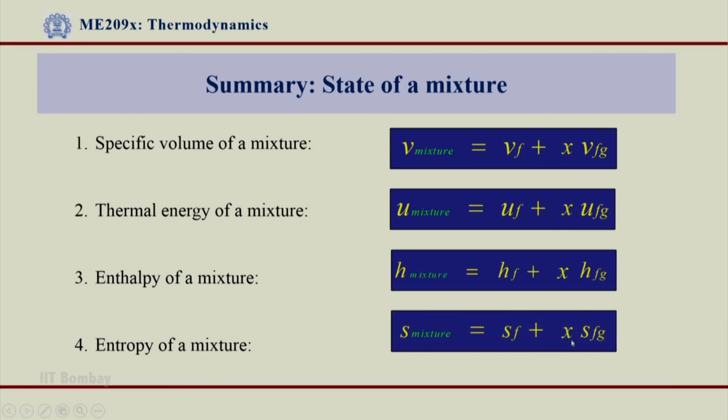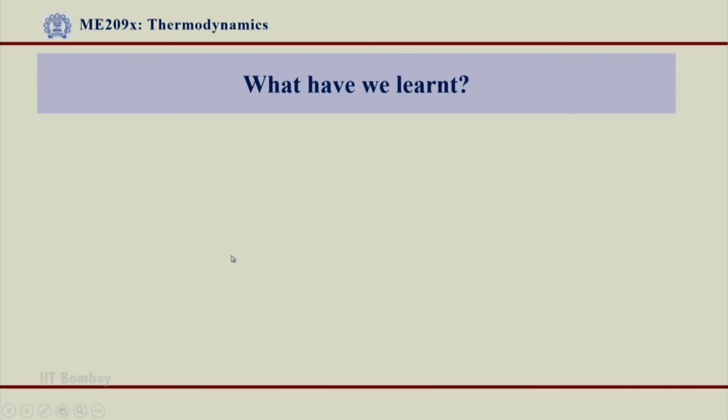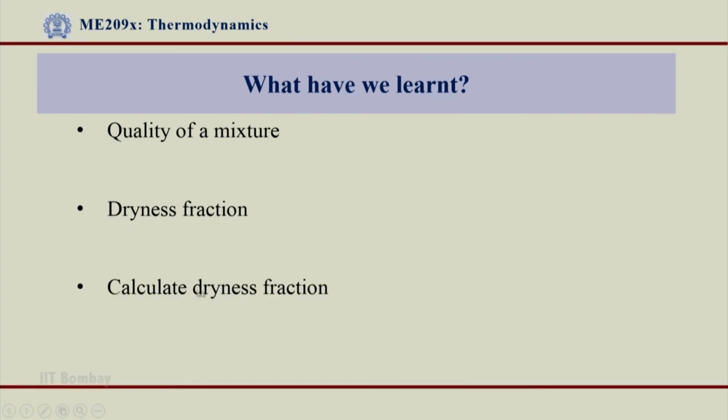Alright. So, what is important to know is the value of x; everything else can be obtained from the steam tables if I know the pressure and temperature for a given two phase mixture. So, what we have learned till now is the concept of quality of a mixture, that is the dryness fraction, the value of x. We have developed an expression for it, so we can calculate the dryness fraction, and based on that I can calculate all the properties of a given mixture. The enthalpy, entropy, thermal energy and specific volume of a given two phase mixture can all be calculated from this. Thank you very much.